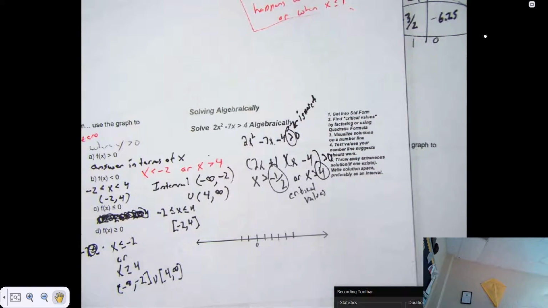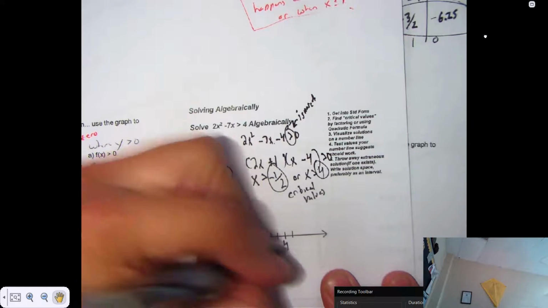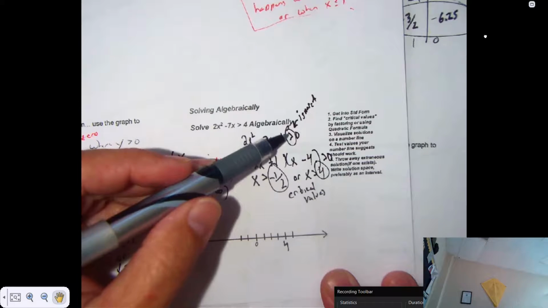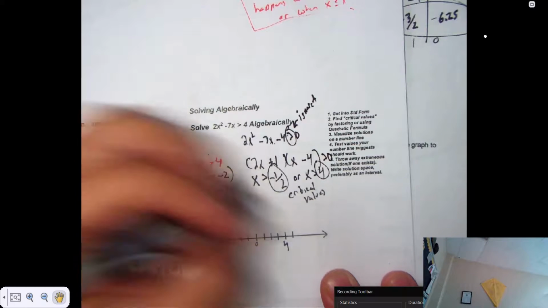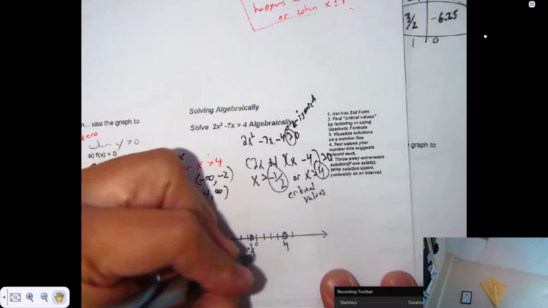We plot them on a number line, kids. Open dot too on these. Why open dot? Symbolism up here: it doesn't have a bar under it. It ain't solid. So there's 4 and there's negative 1/2.